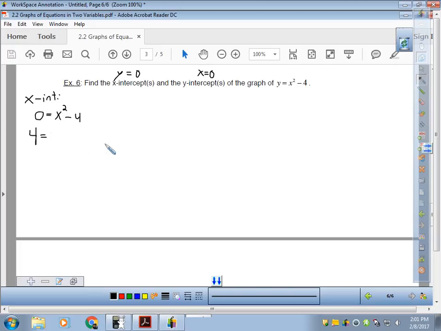Sorry, my little tablet is acting up again. So 4 equals x squared. And then we can get rid of the square by taking the square root. And so we would get x equals plus or minus the square root of 4. And we know that the square root of 4 is 2, so this is plus or minus 2. So that means we actually have two x-intercepts, positive 2 and negative 2. When we write them as coordinates, that would be 2, 0, and negative 2, 0. So those are my x-intercepts.